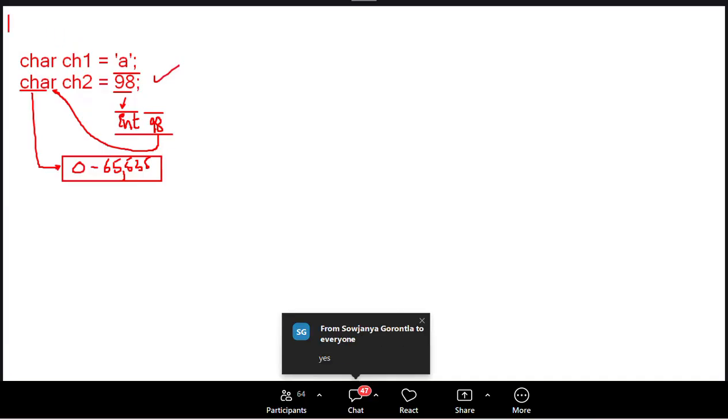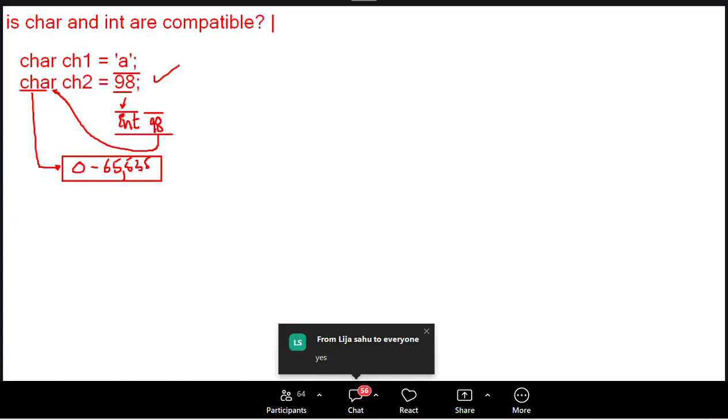First point, tell me, are char and int compatible? Come on. Are char and int compatible? No. Should I teach you data types again from the beginning? The answer is yes. Int and char data types are compatible because they come under numeric type.